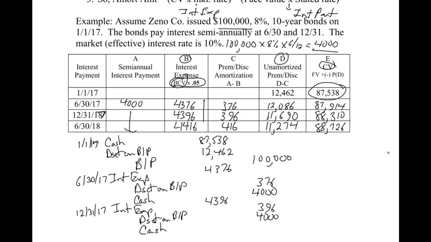Hopefully this has helped you. In the previous video, we did the same thing, except that was with a premium on bonds payable. This one's a discount, so that should give you a pretty good idea of what to expect using the effective interest method to amortize your discount or premium.